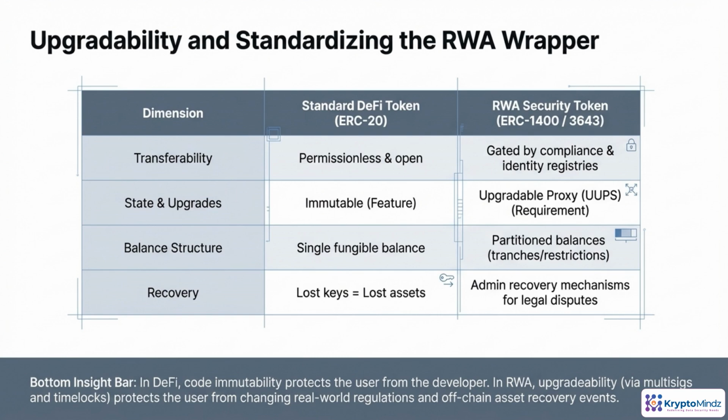Compared with standard DeFi tokens, RWA security tokens flip many assumptions. DeFi assets are simple, open, and immutable. Anyone can transfer them. State only changes through fixed logic. There's a single balance, and if you lose your keys, that's it. With RWAs, transfers can be gated by KYC or sanctions checks. Contracts usually stay upgradable to follow regulation. Balances may be partitioned into tranches, and admins might be able to reverse or reassign tokens after legal disputes.